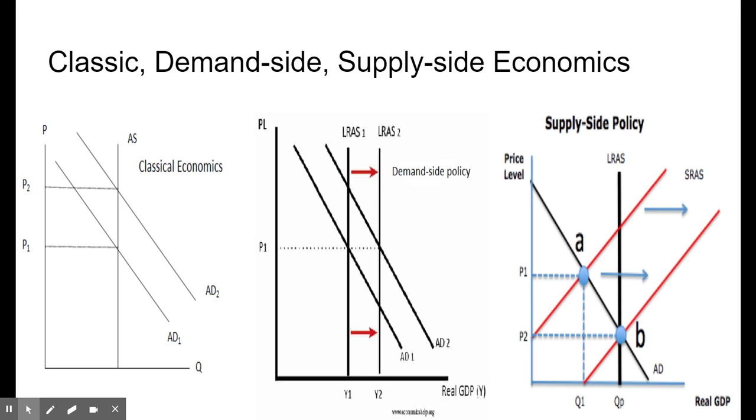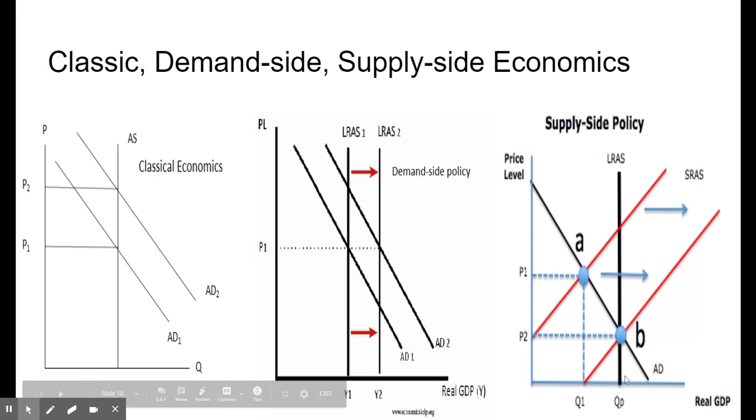We need to help out the suppliers, the businesses, by lowering taxes, decreasing regulation, maybe even providing things like government subsidies, but sometimes they shy away from that because that's also known as corporate welfare, which sounds bad. And they want to basically influence the supply of it all.